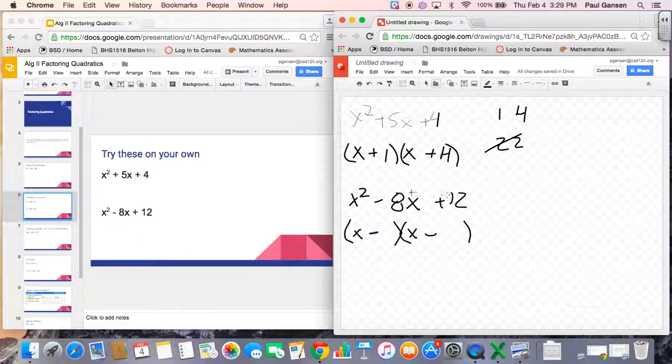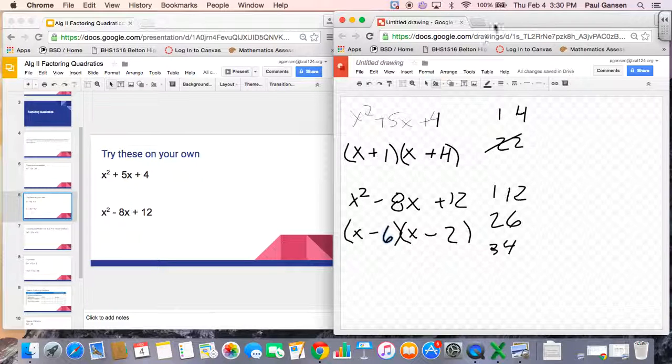Now we need our factors of 12 that will combine to give us 8. Well, our factors of 12 are 1 and 12. We also have 2 and 6 and 3 and 4. Those are all of our factors of 12. And when these combine, which one's going to combine to give us this middle term of negative 8? It's going to be a negative 2 and a negative 6. There you go. That is, again, in factored form. Very nice.